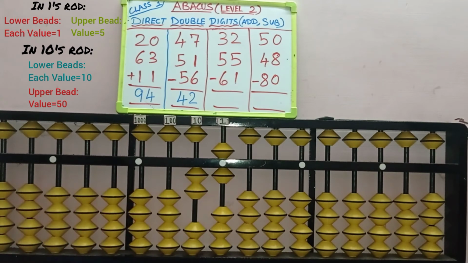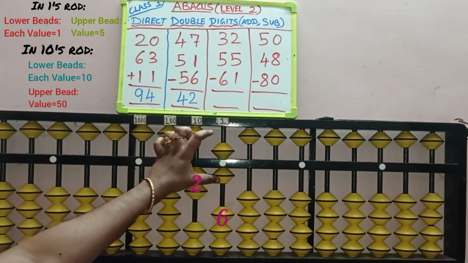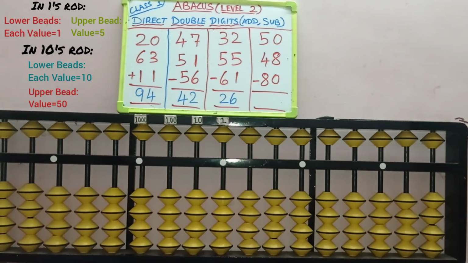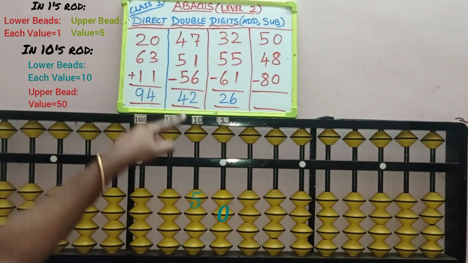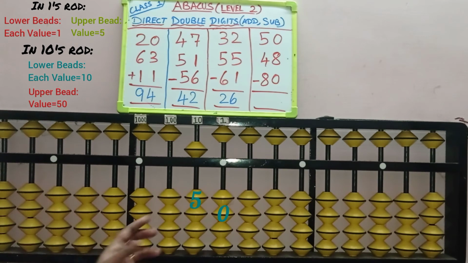Now check the answer. In the 10's place, 2 beads are there. In the 1's place, 5, 6. So 26 is the answer for the third sum. Next we'll move to the last sum, 50 plus 48 minus 80. First 50. 0 means no bead should be added here in the ones row. Okay. Next 5 in the tens place means 50. So add 50.